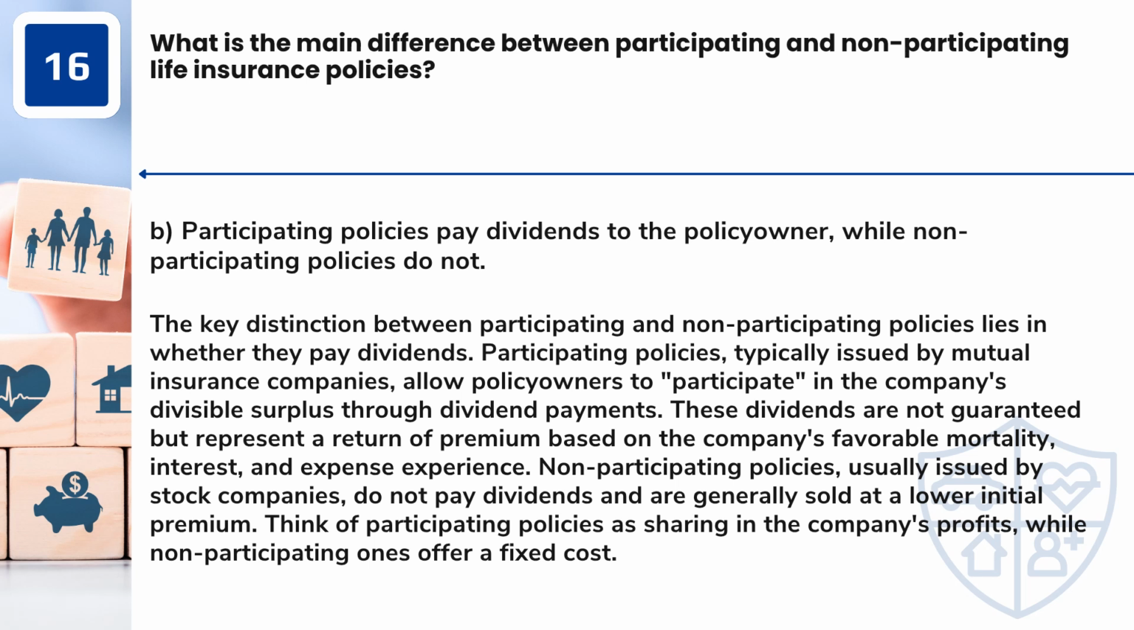Participating policies, typically issued by mutual insurance companies, allow policy owners to participate in the company's divisible surplus through dividend payments. These dividends are not guaranteed but represent a return of premium based on the company's favorable mortality, interest, and expense experience. Non-participating policies, usually issued by stock companies, do not pay dividends and are generally sold at a lower initial premium. Think of participating policies as sharing in the company's profits, while non-participating ones offer a fixed cost.